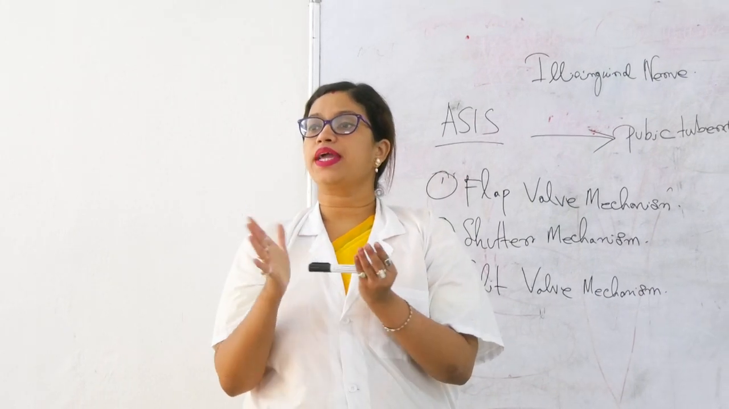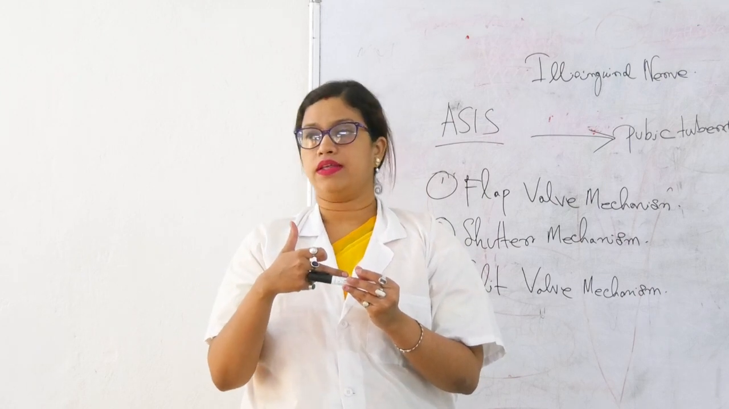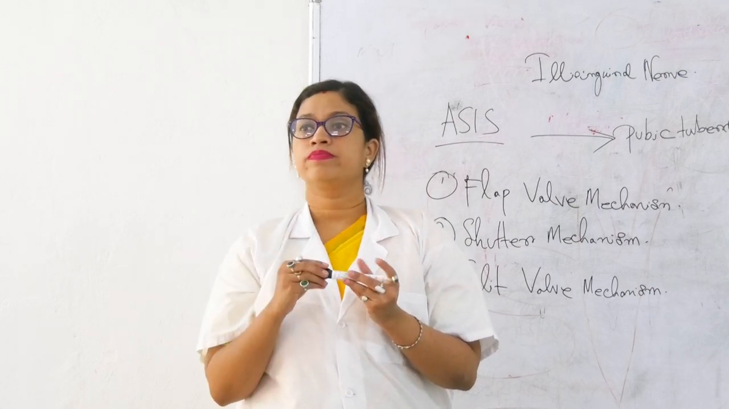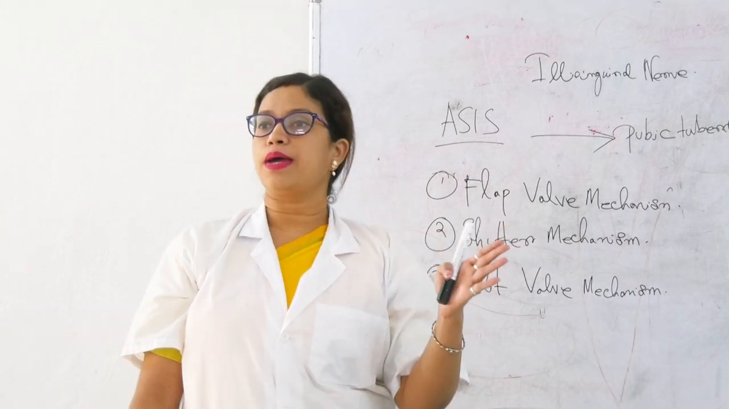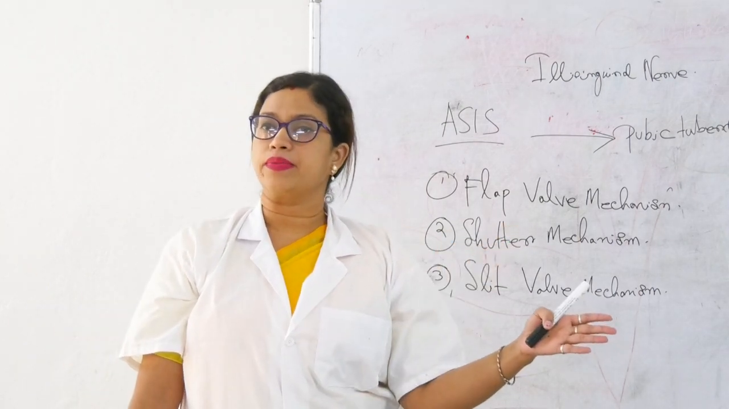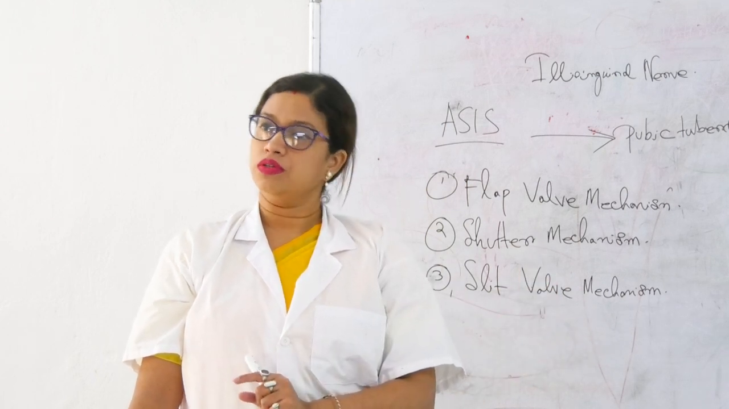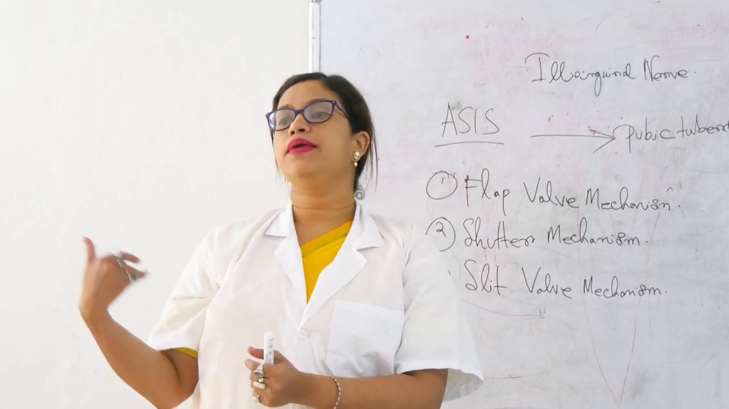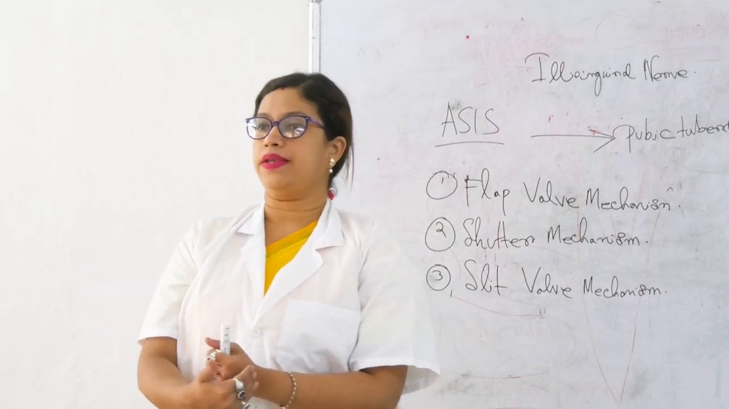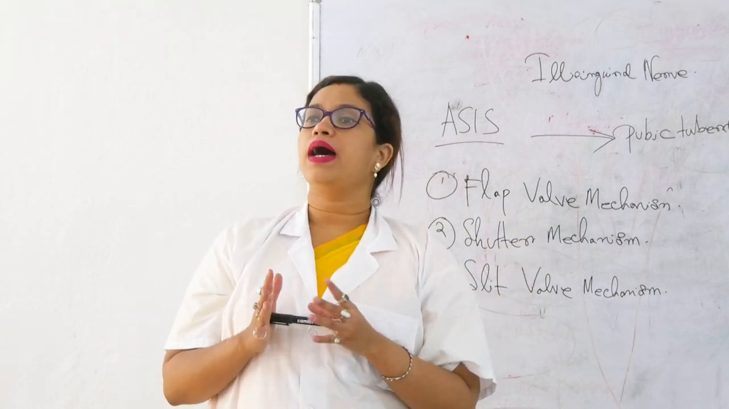It is just protecting so that no structure could enter the inguinal canal. External oblique will be laterally and transversus abdominis and internal oblique will be medially. Medially it will be the deep ring, laterally it will be the superficial. Understood? Superficial would be present outwards and the deep would be present towards the medial side. So the first mechanism is the flap valve mechanism.